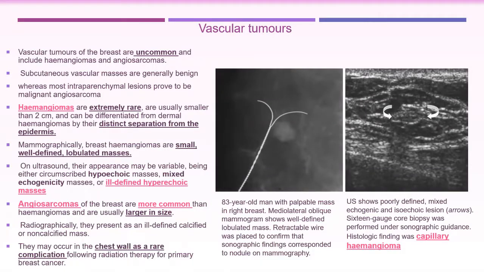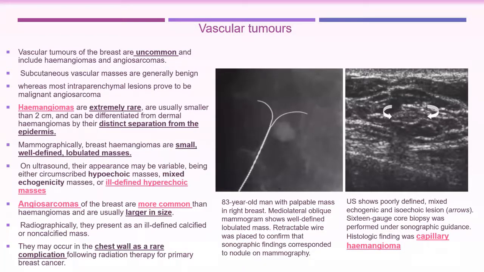So now we talk about the vascular lesions. Regarding the vascular lesions, we have benign, like hemangioma. We have malignant, like angiosarcoma. Which one is common? What do you suspect? Definitely you'll think that hemangioma is more common. No. Regarding the breast, angiosarcoma is more common than hemangioma.